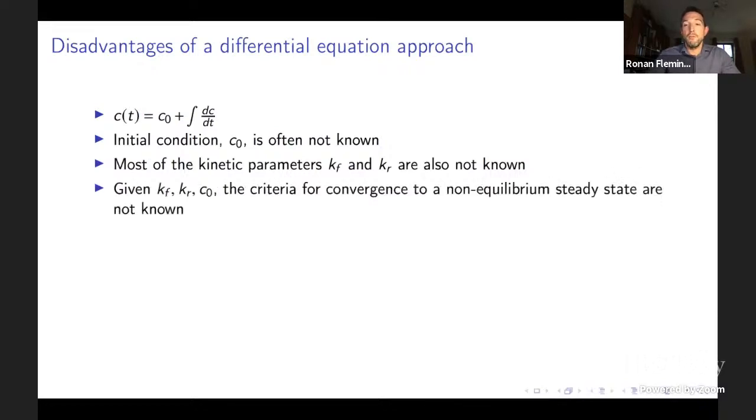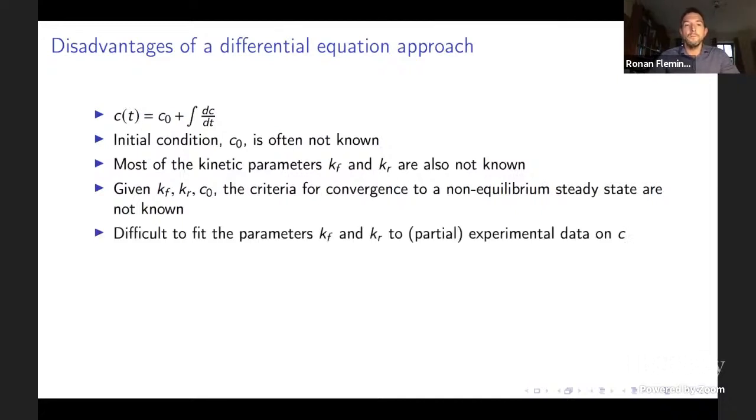So given those constraints or difficulties, more fundamentally, the criteria for convergence of the system to a non-equilibrium steady state are not known. There are plenty of theorems for convergence towards what would be called an equilibrium steady state, which is equivalent to detail balance. But as I said, detail balance doesn't hold, and so we're in a non-equilibrium steady state. But actually the criteria for the dynamical system to converge to such a state is not known.